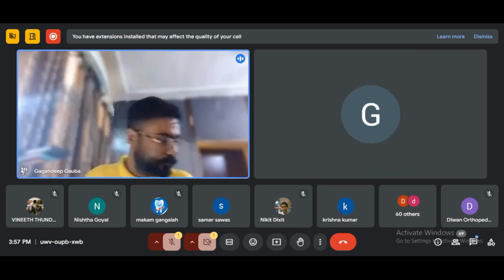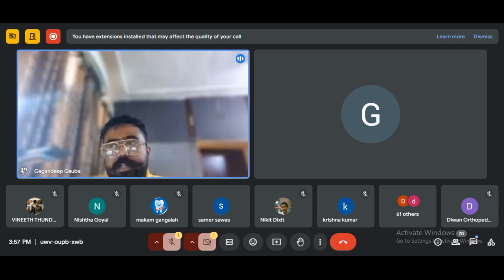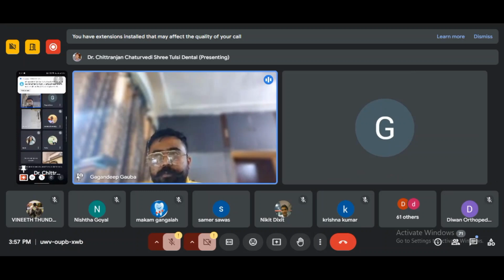Right. So I have explained the drilling protocol. That is a two drill single perforation of the second cortex protocol.